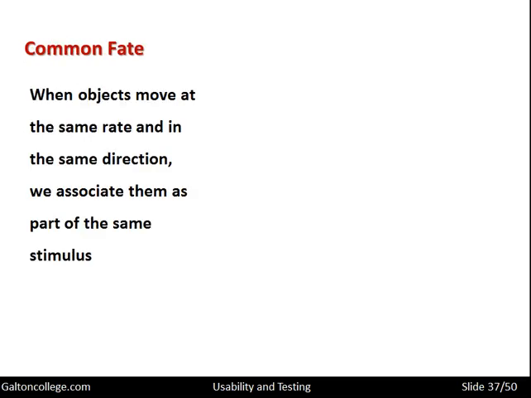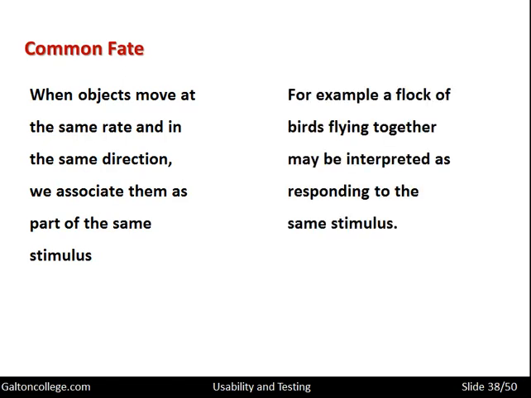Common fate. Well, when objects move at the same rate and in the same direction, we associate them as part of the same stimulus. So when things are moving the same way, in the same direction, we consider they're part of the same stimulus. For example, a flock of birds flying together may be interpreted as responding to the same stimulus. We often see birds flying very close together, flying very fast, and when one bird turns, they all turn together. They don't seem to crash into each other, they just turn together. They're responding to the same stimulus. It's common fate.